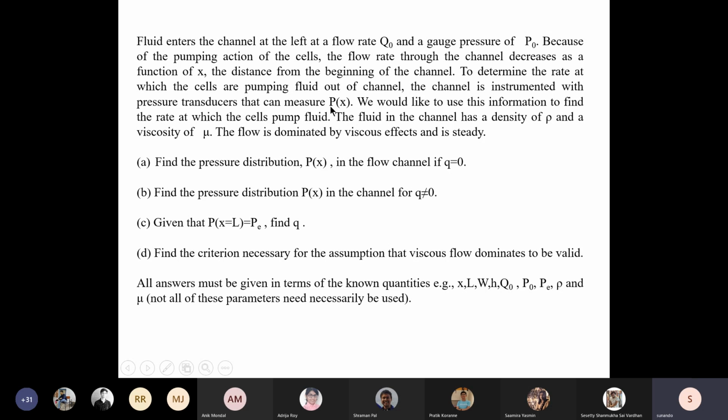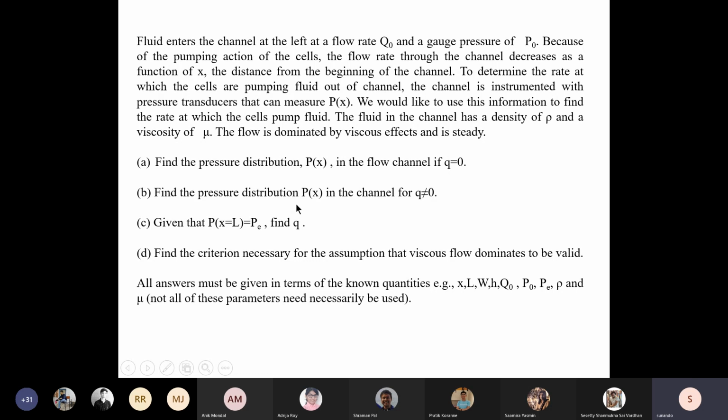Now you may not be able to simply use a linear variation because you also have leakage at the same time. So we need to find out what is the pressure distribution if q equals 0, and we know what that would be. If q equals 0, then it's simply going to be the linear distribution. And what is the pressure distribution for q not equal to 0? When I have suction, when I have leakage out of this, then it's also provided that the pressure at the end is P sub E.